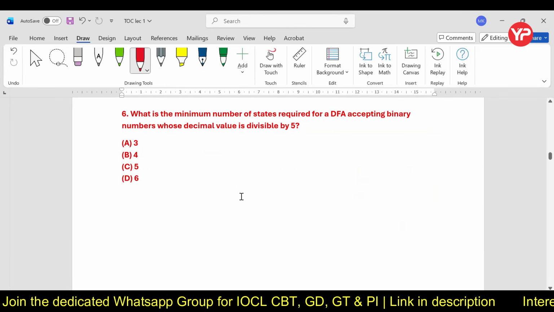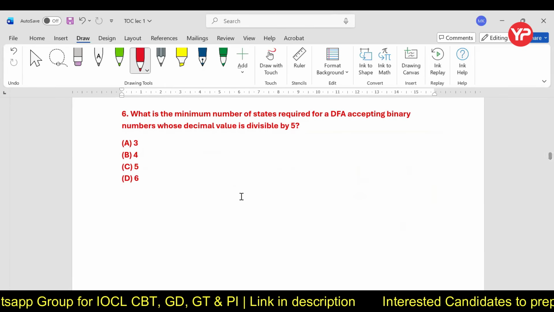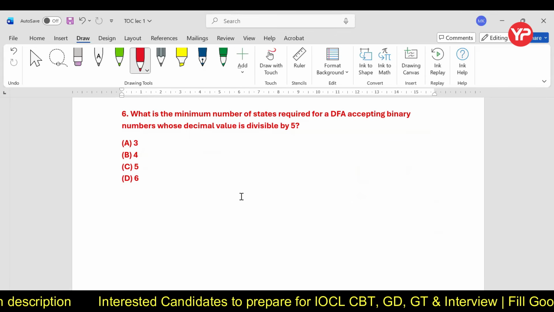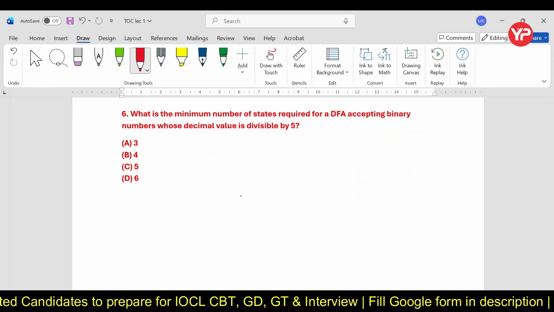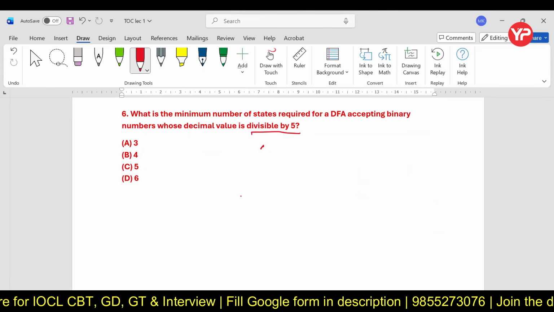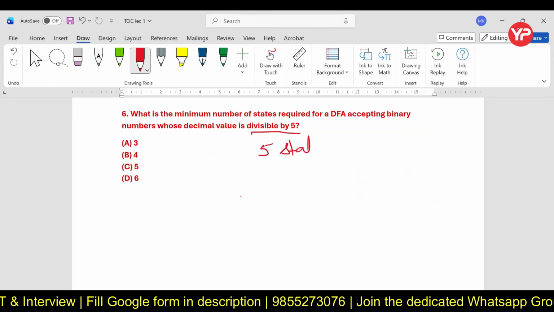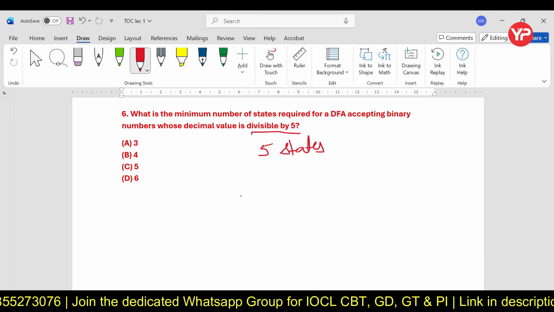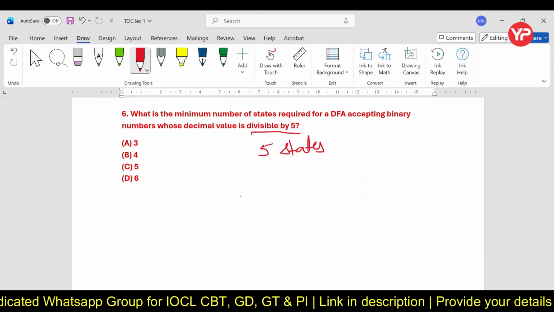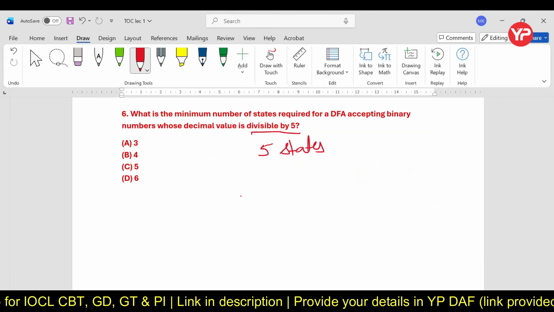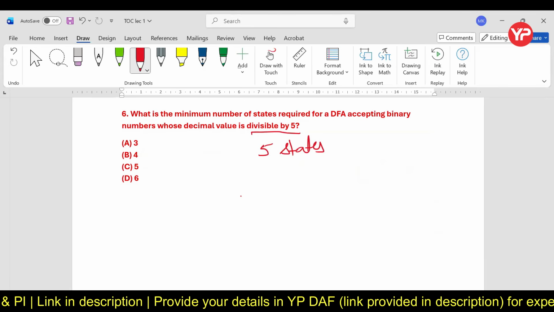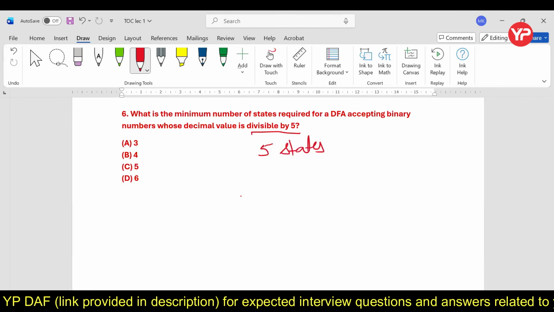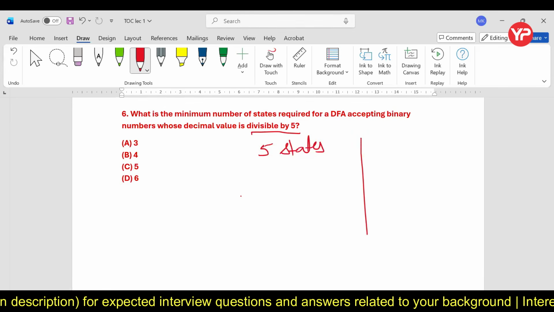Now see, the sixth one. What is the minimum number of states required for a DFA accepting binary numbers whose decimal value is divisible by 5? Whenever there is a case of divisible by 5, keep in mind we require 5 states. But specifically in case of 4, because it's a mod machine, you just try it, and in the next class we will discuss, okay? So very simple.